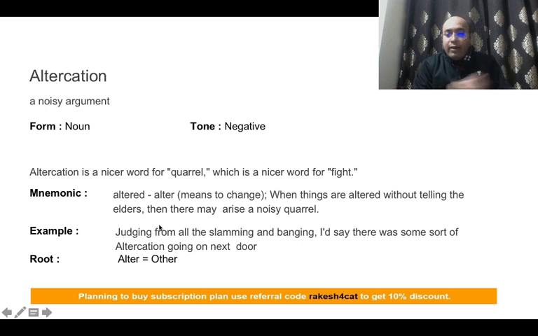A mnemonic, that we just saw. Mnemonic would be a kind of a memory trick, right? So the moment we come across some kind of a difficult word, we'll try to have some memory trick so that we can remember the word. So now with alteration, tailor's alteration, you can remember this altercation. Alter is a word root, and that means other. So here we have one sentence which says, judging from all the slamming and banging, I would say there was some sort of altercation going on next door. Some kind of fight going on next door.